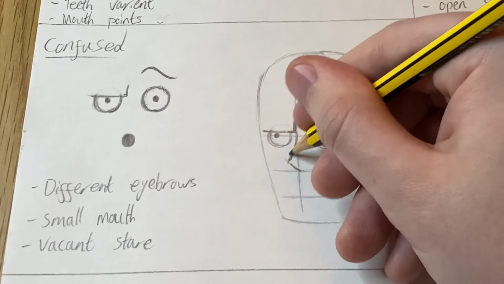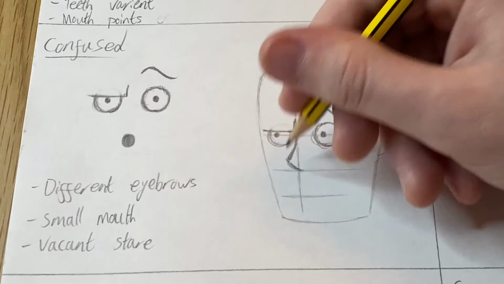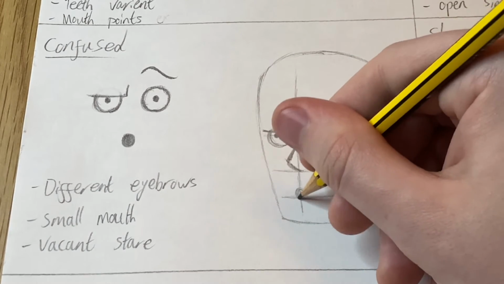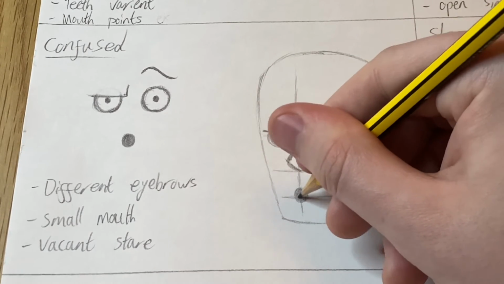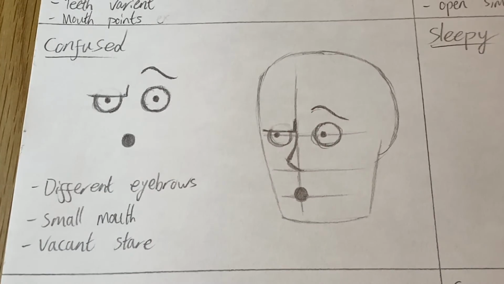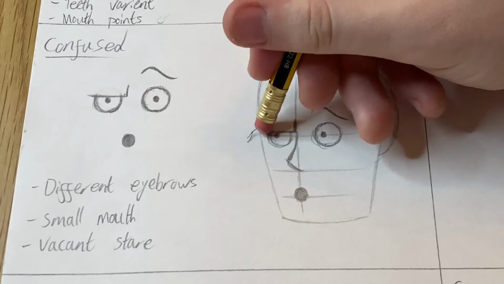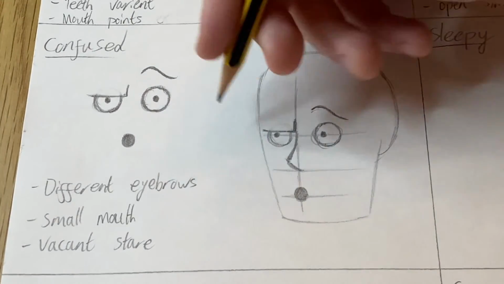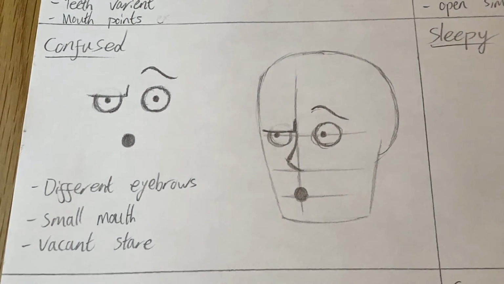Nose is now going to be placed in. And then right at the bottom, right in the center line, a small, tiny circle. So that is the confusion done.